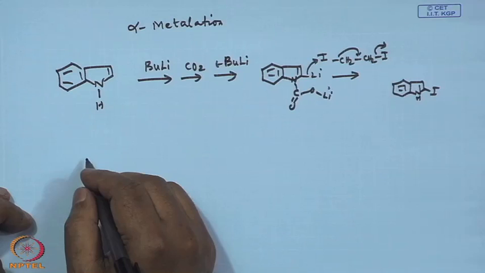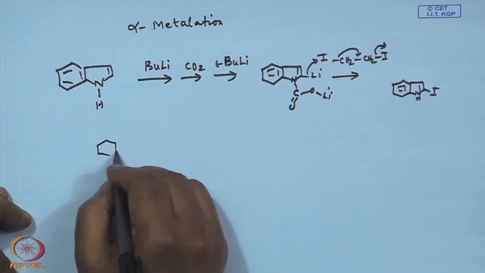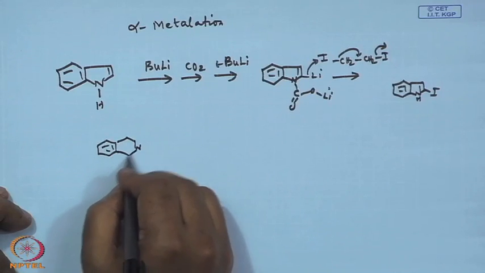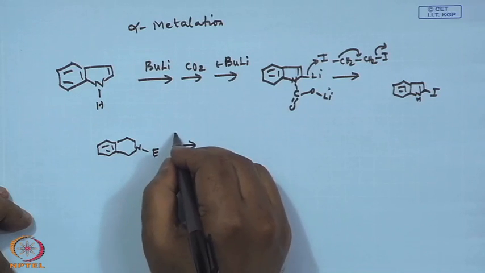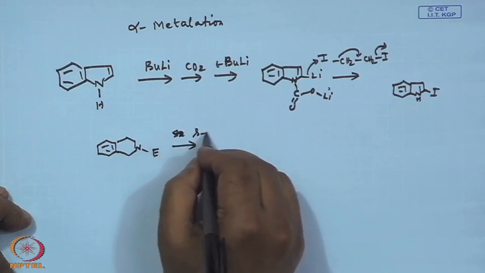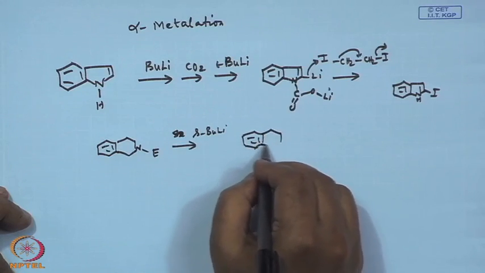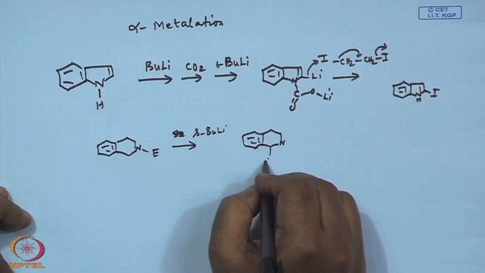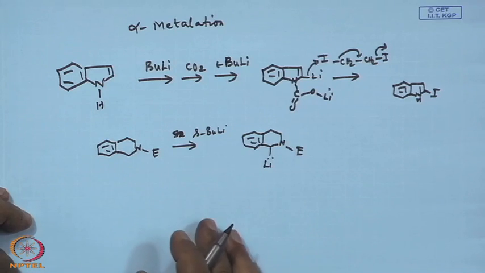And I do not have the exact example now, but there are quite a few examples. Let us say if you have, for example, some electron withdrawing group here. If you can use secondary sec-butyl lithium, you can expect this lithiation at the alpha position here. Okay. Even this is also true for the pyrrolidine, piperidine systems, but you have to have a carbonyl group here and there, so that it can stabilize these corresponding lithiated species.